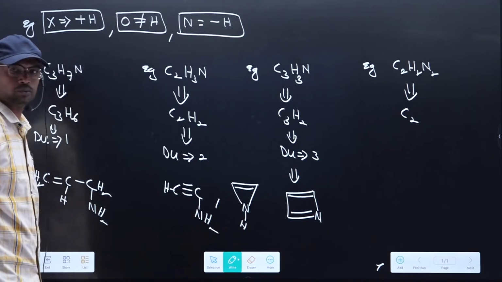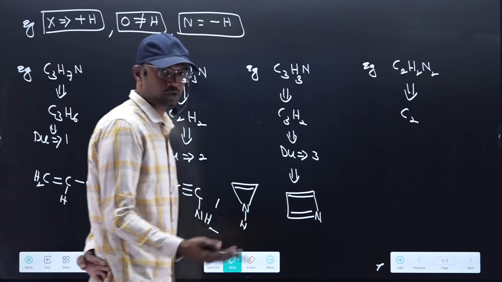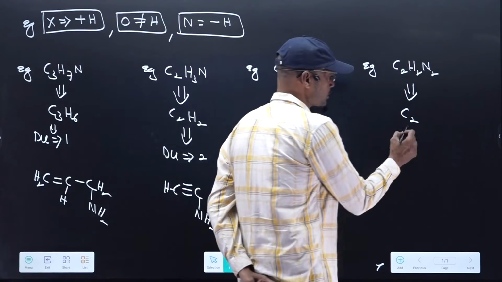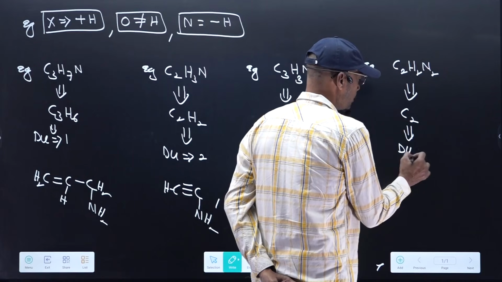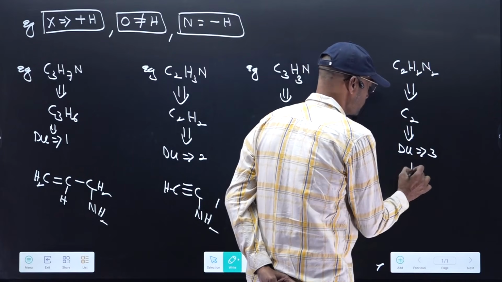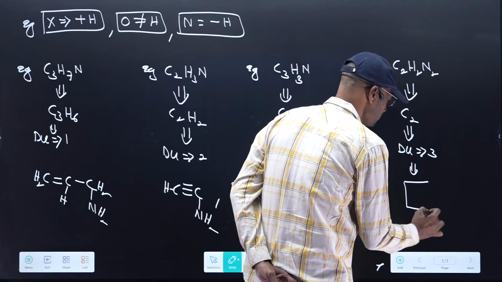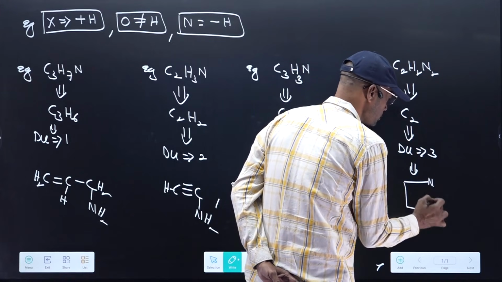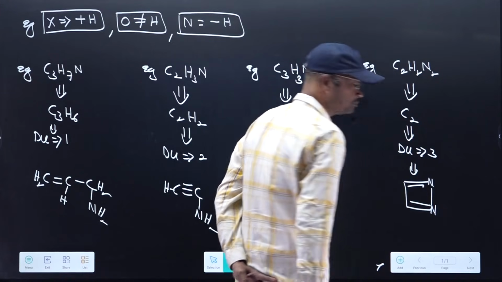So what about this DU? Hydrogens are 0 or not? No need to add hydrogens here. Just calculate DU. DU is equal to how much? That is 3. So the molecule is almost all the same. Here nitrogen, nitrogen. Here double bond, double bond.